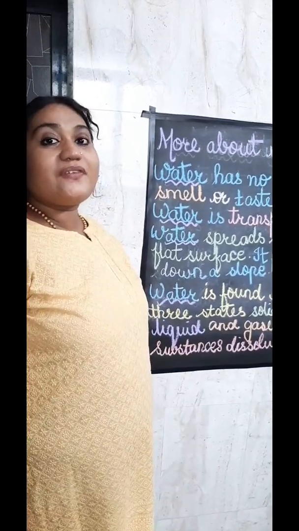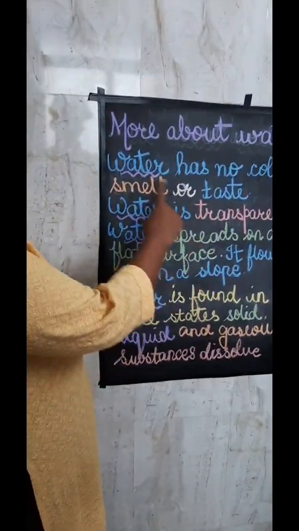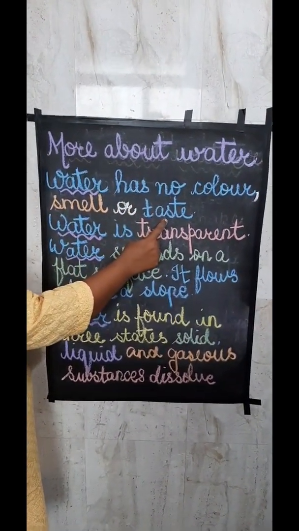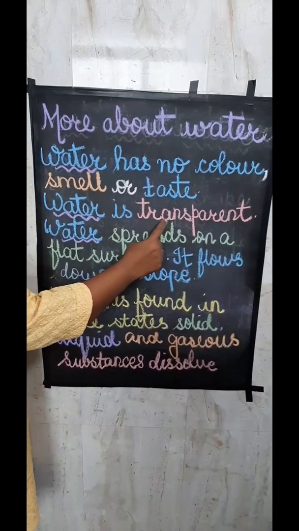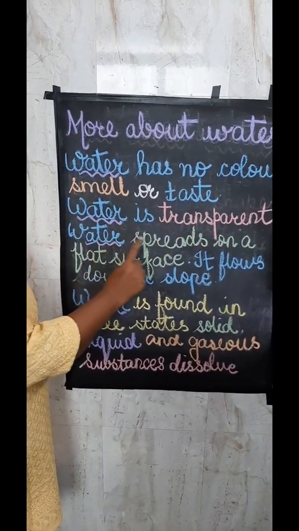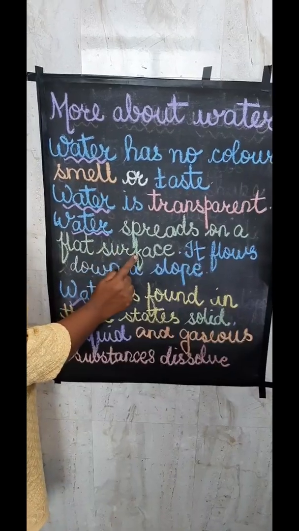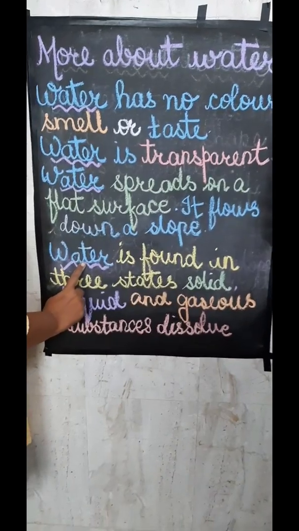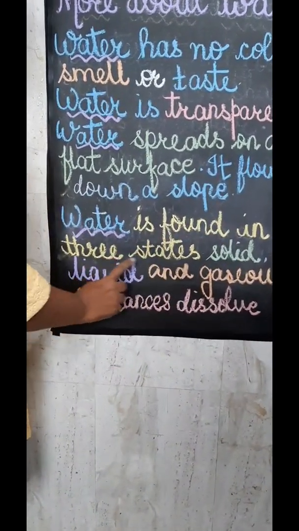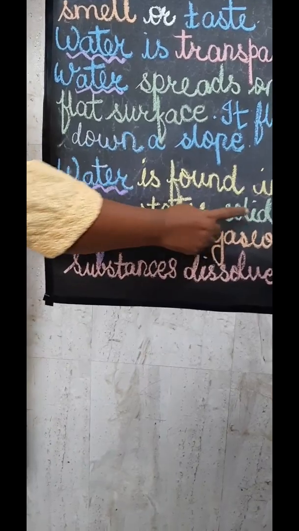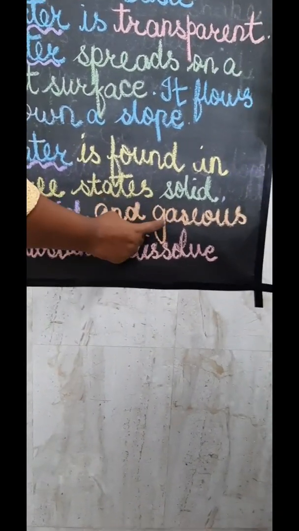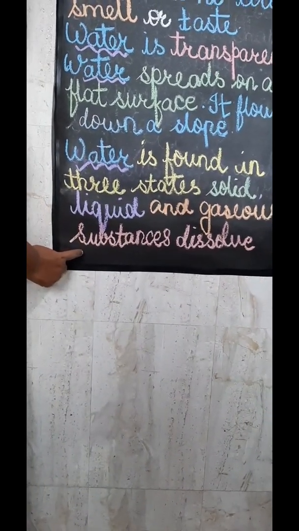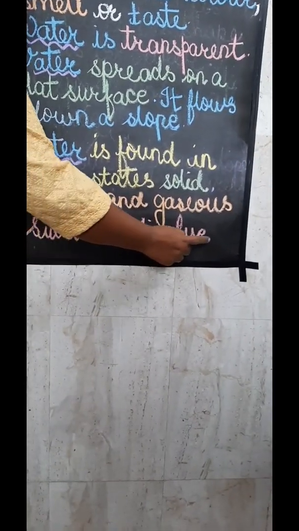So students, today we have learned that water has no color, smell or taste. Water is transparent. Water spreads on a flat surface. It flows down a slope. Water is found in 3 states: solid, liquid and gaseous state. And the last one, substances dissolve in water.